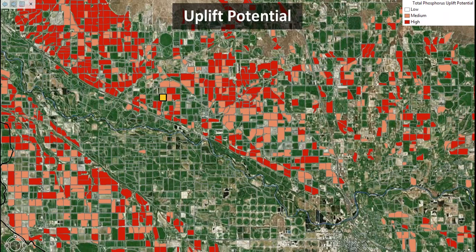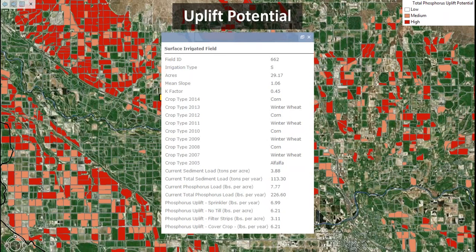that yellow field, we have a whole host of information that's associated with that individual field. We understand who owns it, we have acreage associated with it, and we also can look back at the crops that were grown on it, and we get some estimates for what the current sediment and phosphorus loads are, and then the potential benefits that you would see by changing irrigation practices, implementing no-till, filter strips, all of these different BMPs that would allow us to target where we could see the most benefit, so the best water quality benefit associated with a conservation practice.